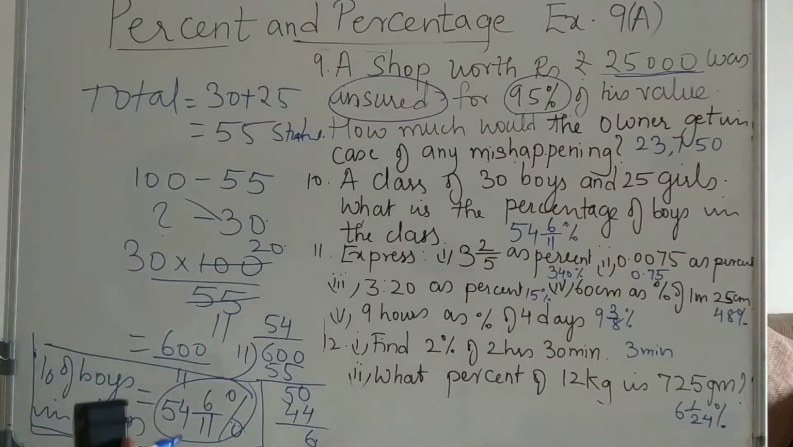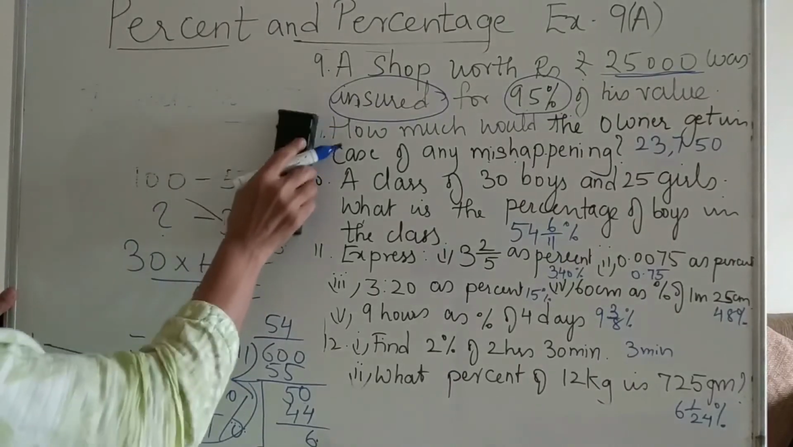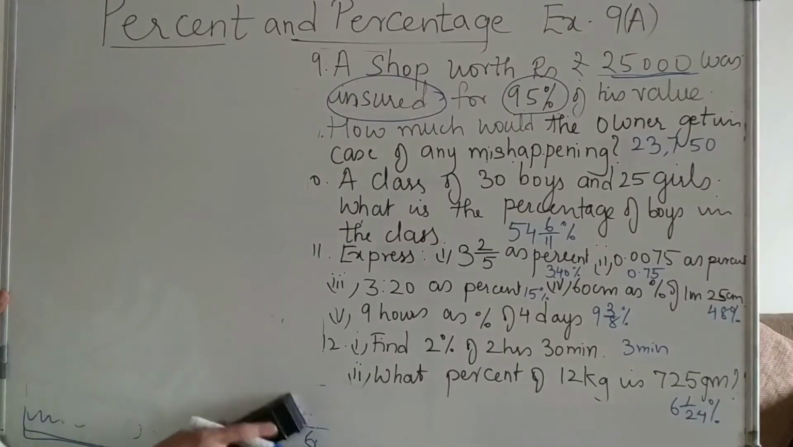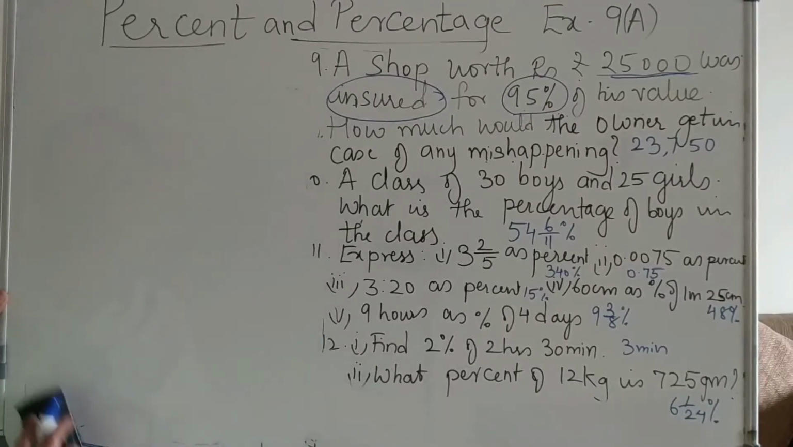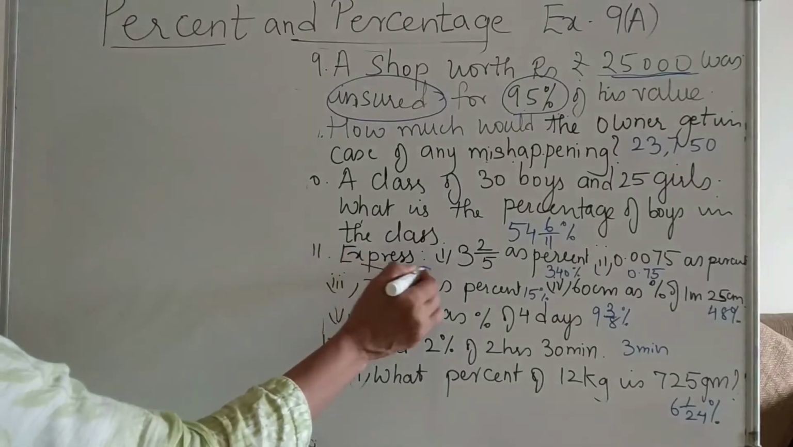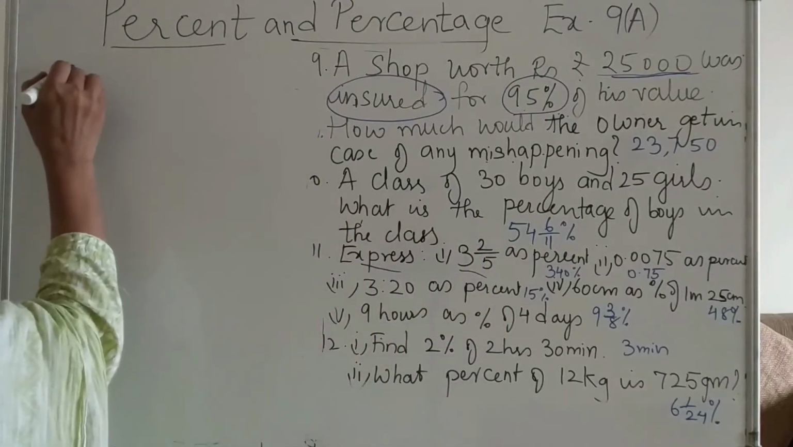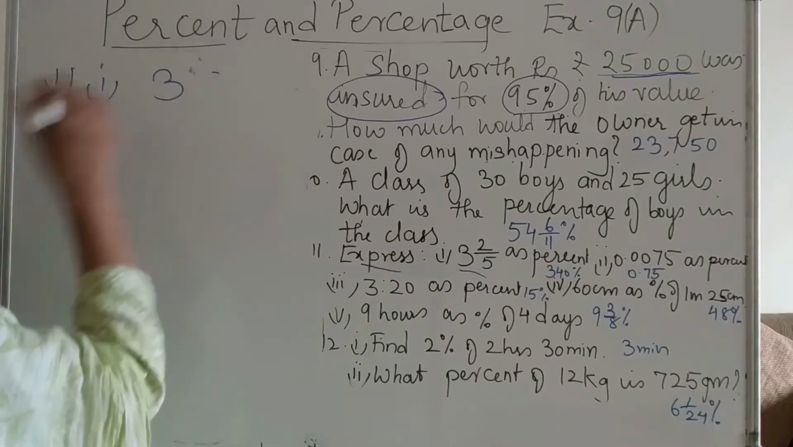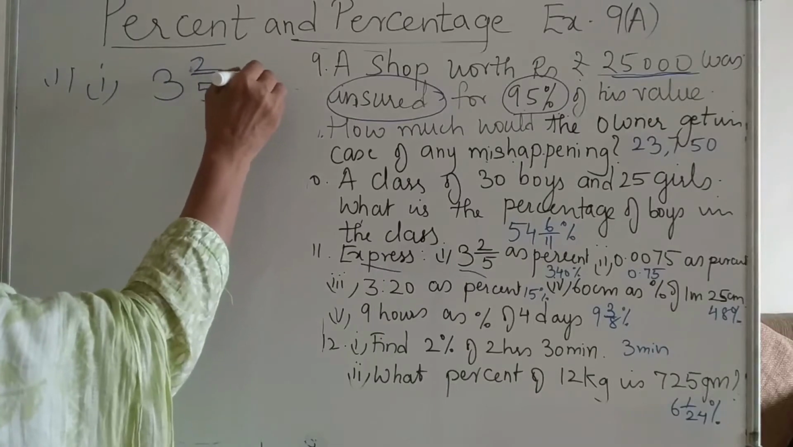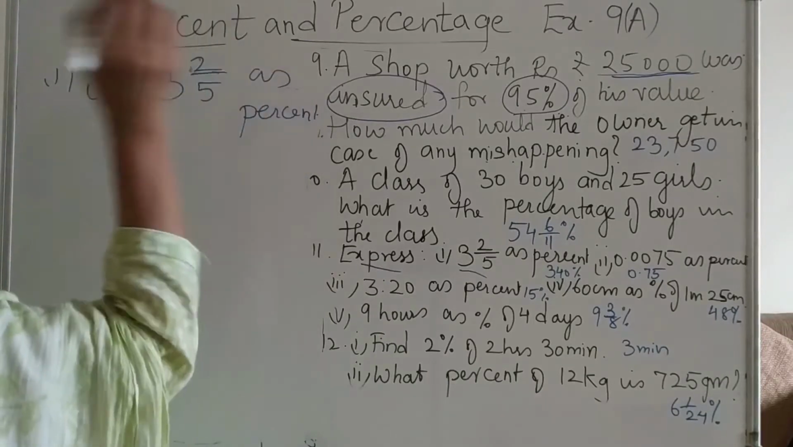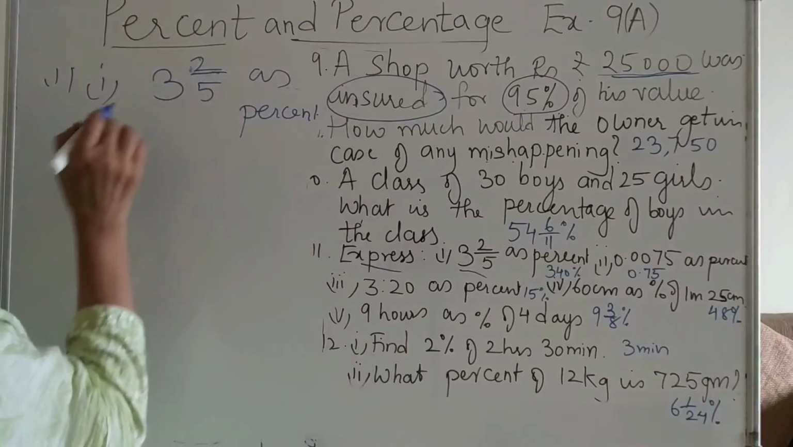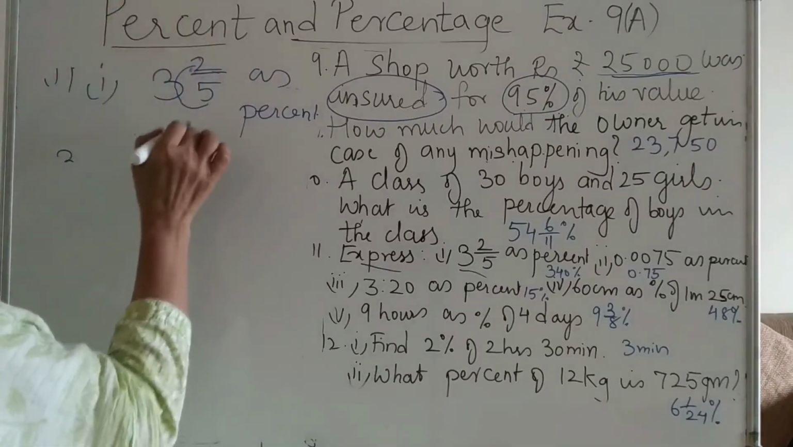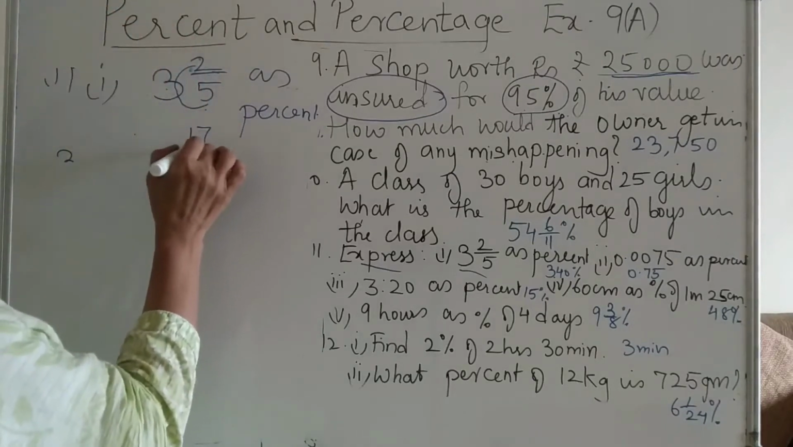Now next 11, 3 2 by 5 you have to represent as percent. Whenever you have to make percent, you just have to multiply by 100. So express 3 2 by 5 as percentage. Now, whenever you have to convert into percentage, you have to multiply by 100. Before that, let us convert this mixed fraction into just fraction. 5 3s are 15. 15 plus 2, 17 by 5.